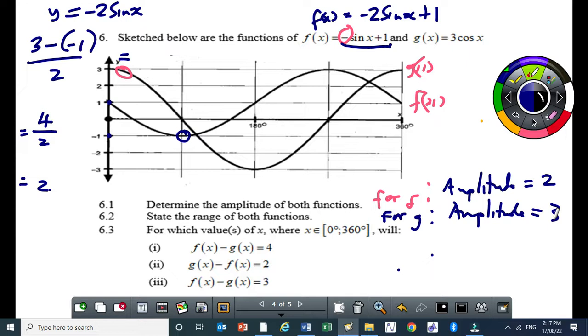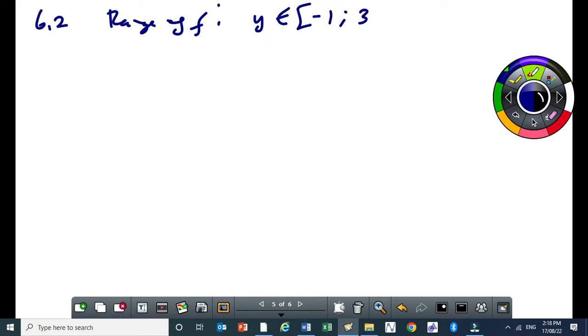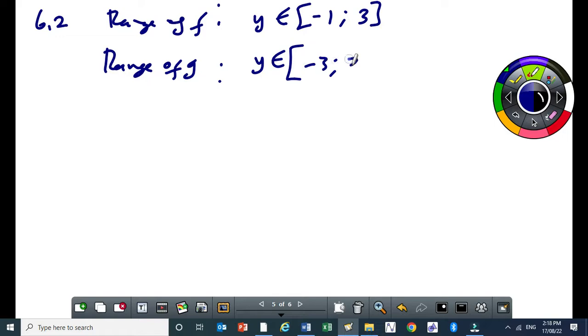Now, to answer 6.2, let me go to the next page. So 6.2 says range of f. What's the minimum? It's minus 1. So it should be y rather. y is an element starting from minus 1 all the way up to 3. Then the range of G: y is an element starting from negative 3 all the way up to 3.